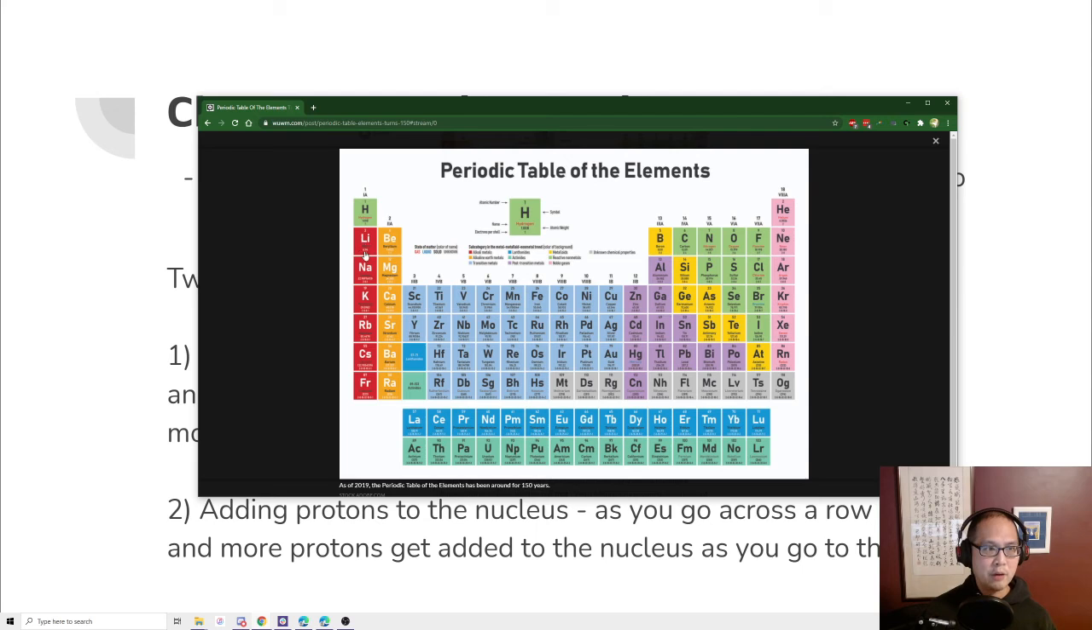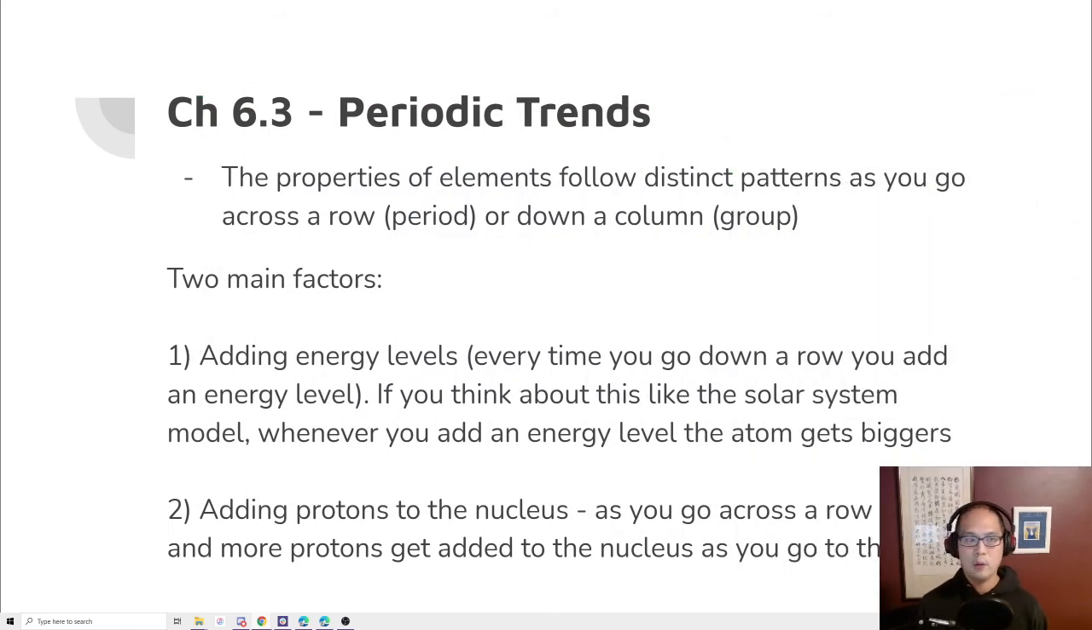All right, so as I go down from lithium to sodium, I've added a new energy level, 3. When I go from sodium to potassium, I added energy level 4. When I go from potassium to rubidium, I've added energy level 5. Okay, so I just keep adding energy levels when I go that way.